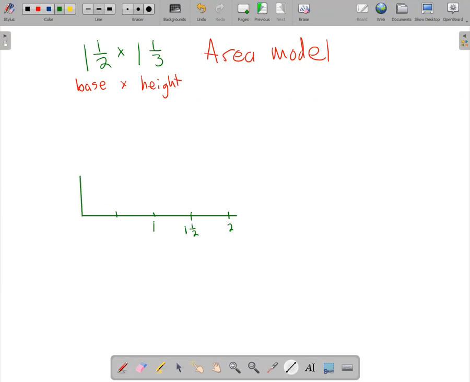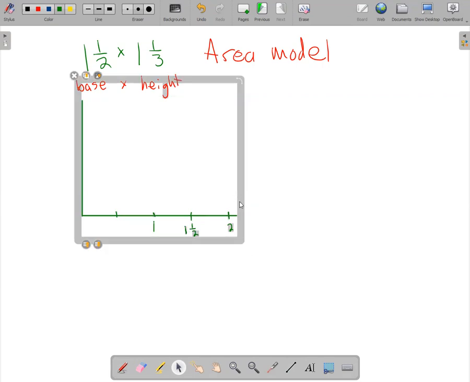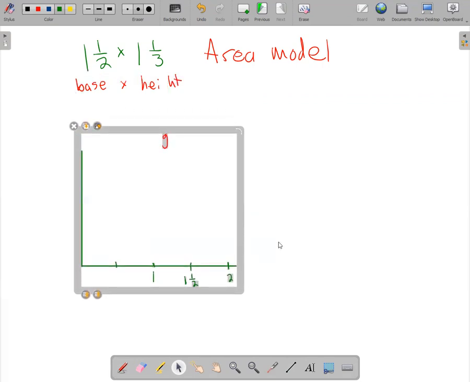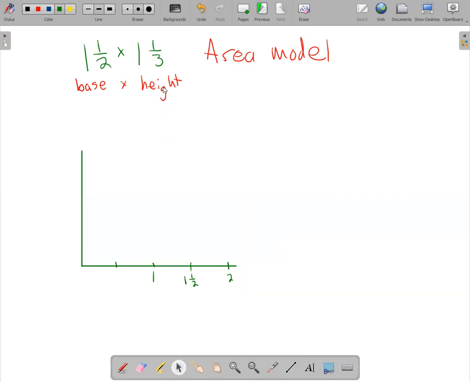Get our height. Don't quite have enough room. Slide this down a little bit. So our height, this is 1 here, 2 up here. Extend this line.